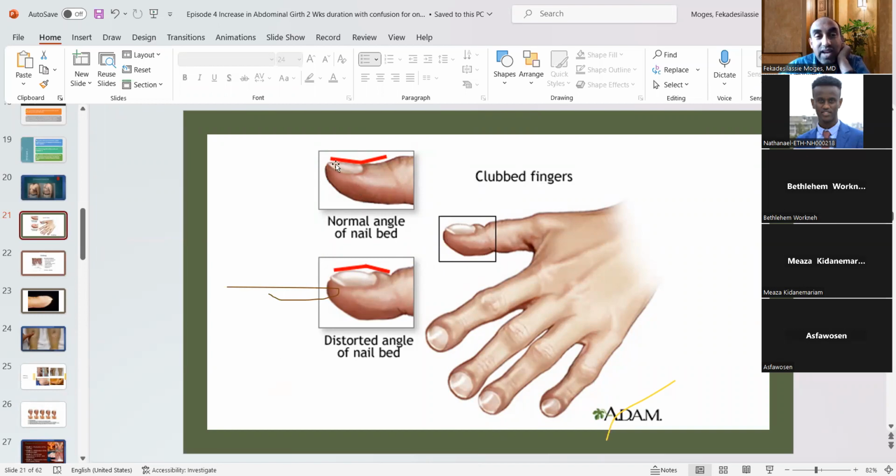And to define clubbing, you see this angle here at the nail bed that has to be less than 160 degrees. It is an obtuse angle. If it becomes more than that, then there is clubbing. You can see there is a distorted angle at the nail bed. So this angle here is kind of distorted. You can see it's swollen. When you press the nail bed, it feels like a sponge, and it is also thickened, distorted as you can see here. So there is clubbing of the fingers.